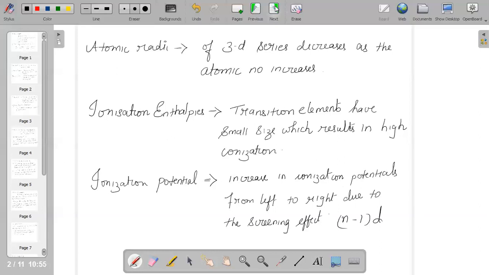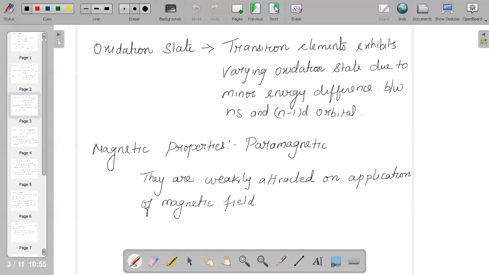And when we are talking about the oxidation state, it is the number allotted to an element in a compound representing the number of electrons it is losing or gaining. That is what we call an oxidation state. Transition elements have the tendency of exhibiting varying oxidation states because of the minor energy difference between ns and (n-1) d orbitals.